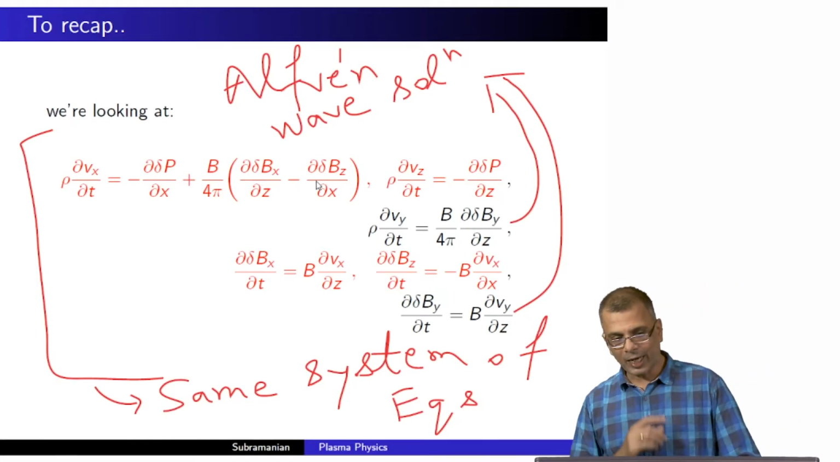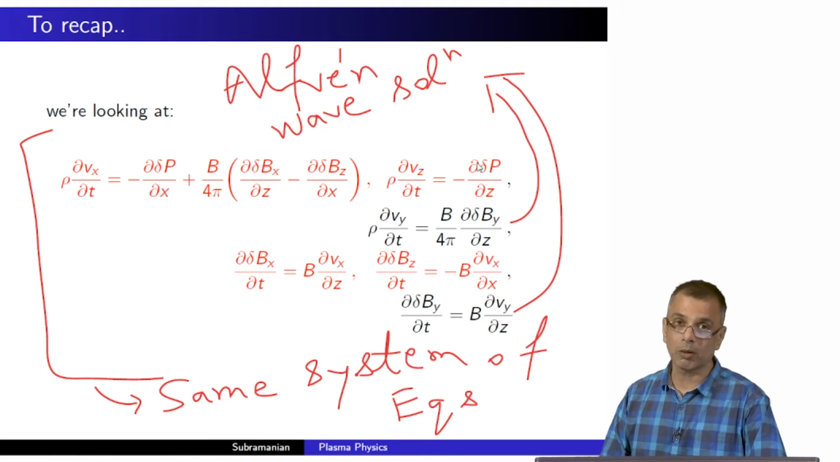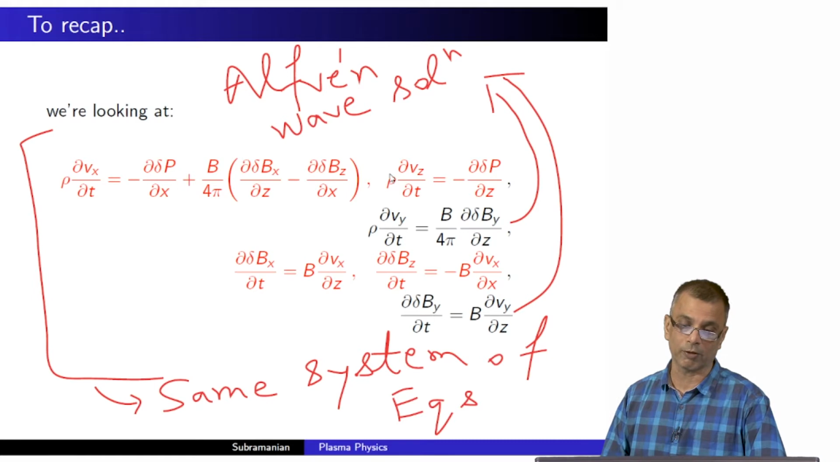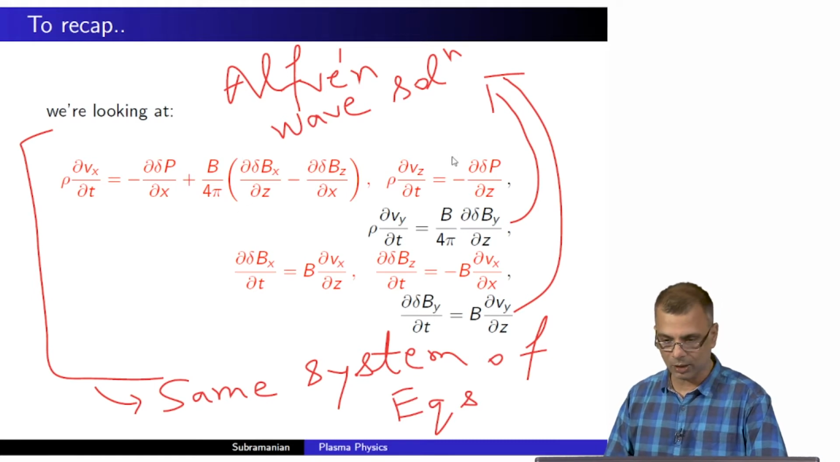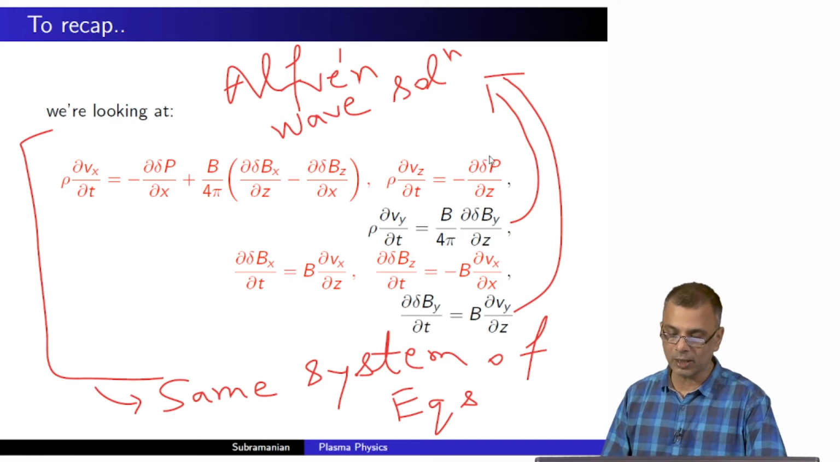So just to recap, we are now looking at the non-Alfvén wave solutions, or the solutions that arise from the equations that were not considered for the Alfvén waves, which are these equations in red. The equations in black were the ones which we considered earlier, and they gave the Alfvén wave solutions where the delta P, the perturbation in pressure or equivalent in density, played no role.